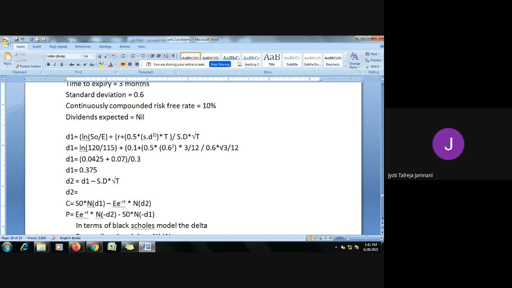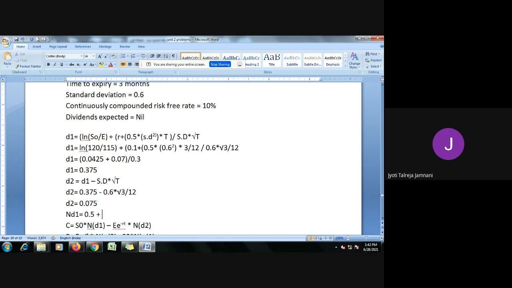Okay. Now we'll find D2. We know the D1 value, 0.375, minus standard deviation into root T. D2 will be equal to 0.375 minus 0.3, 0.075. These are the values of D1 and D2. Now we can find N of D1, because D1 is positive, so 0.5 plus.